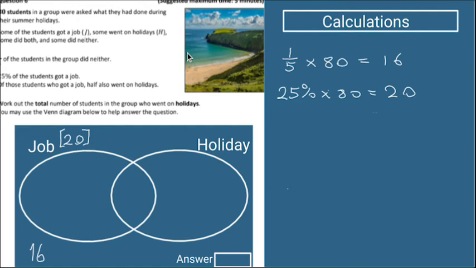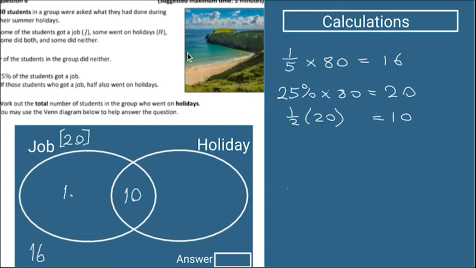And the additional information is that of those students who got a job, half also went on holidays. Well, that's very straightforward. So that means that half of the 20 students will go in the center. So that's 10 here and 10 on the left.